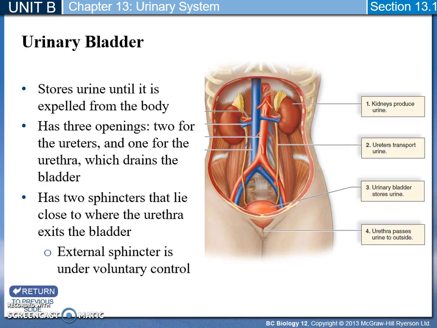The bladder stores the urine until it's expelled from the body. It has three openings actually, two for the ureters which empty into the bladder, and then one for the urethra which drains the urine from the bladder. It has two sphincters that lie close to where the urethra exits the bladder, and the inner one is not under voluntary control, but the external one is.